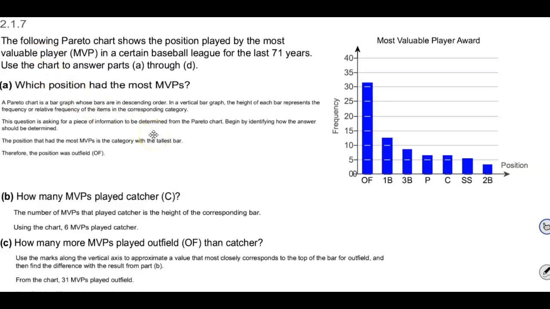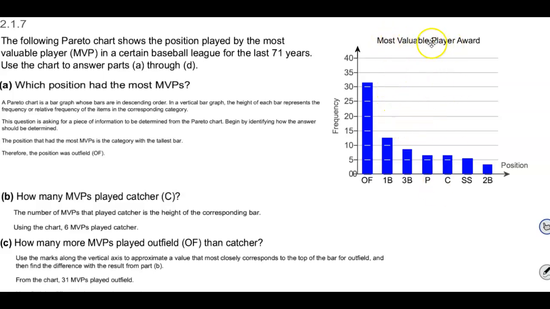In section 2.1.7, the following Pareto chart shows the position played by the most valuable player, MVP, in a certain baseball league for the last 71 years. We're going to use that chart to answer parts A through D. Now let's take a look at this chart here.